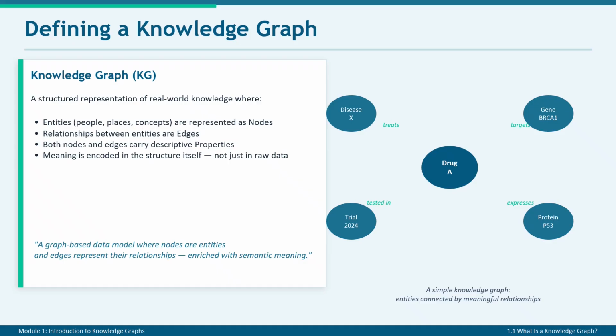Third, properties. Both nodes and edges can carry key value pairs that add descriptive richness. A person node might have a name and an age. A works_at relationship might have a since date and a job title. Look at the diagram on the right. You can see drug A at the center, connected to disease X, a gene, a protein, and a clinical trial, each with a meaningful, named relationship. This is a knowledge graph in miniature. The structure itself is the knowledge.